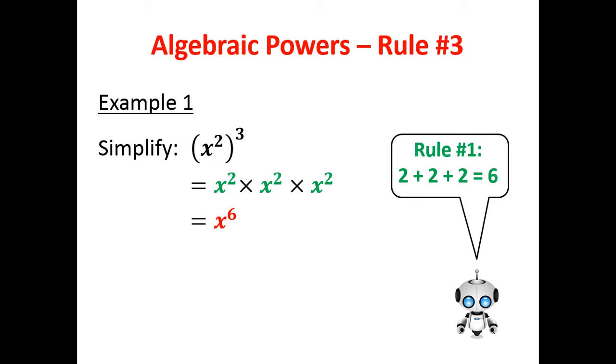Remember back to rule number 1, 2 plus 2 plus 2 makes 6. A quicker way of doing that was to multiply 2 by 3 to get 6.